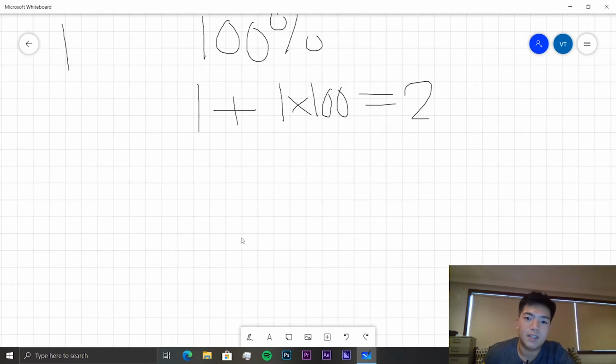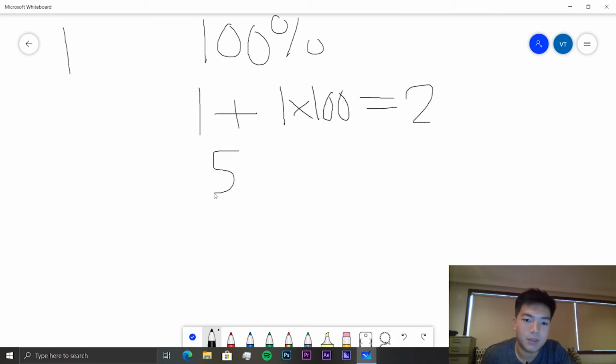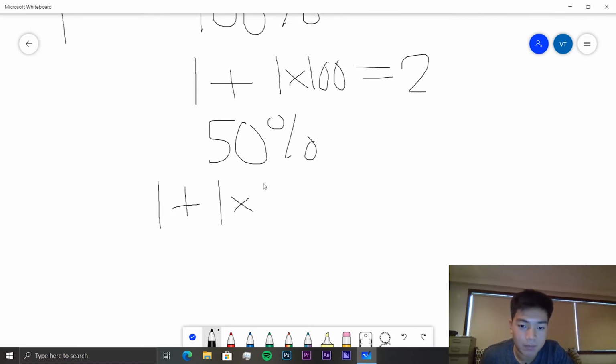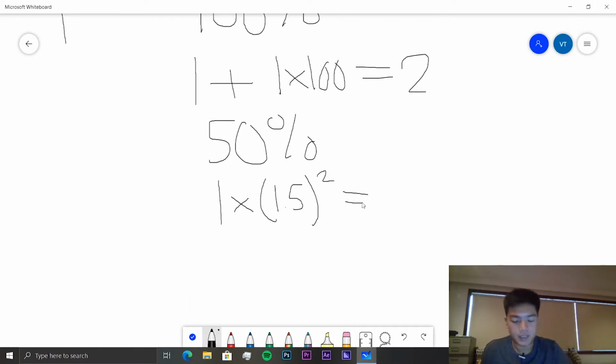But what if you compounded it semi-annually? What if you got 50% interest for each half of the year? So you would get in the end 1 times 1.5 squared, which is equal to 2.25.